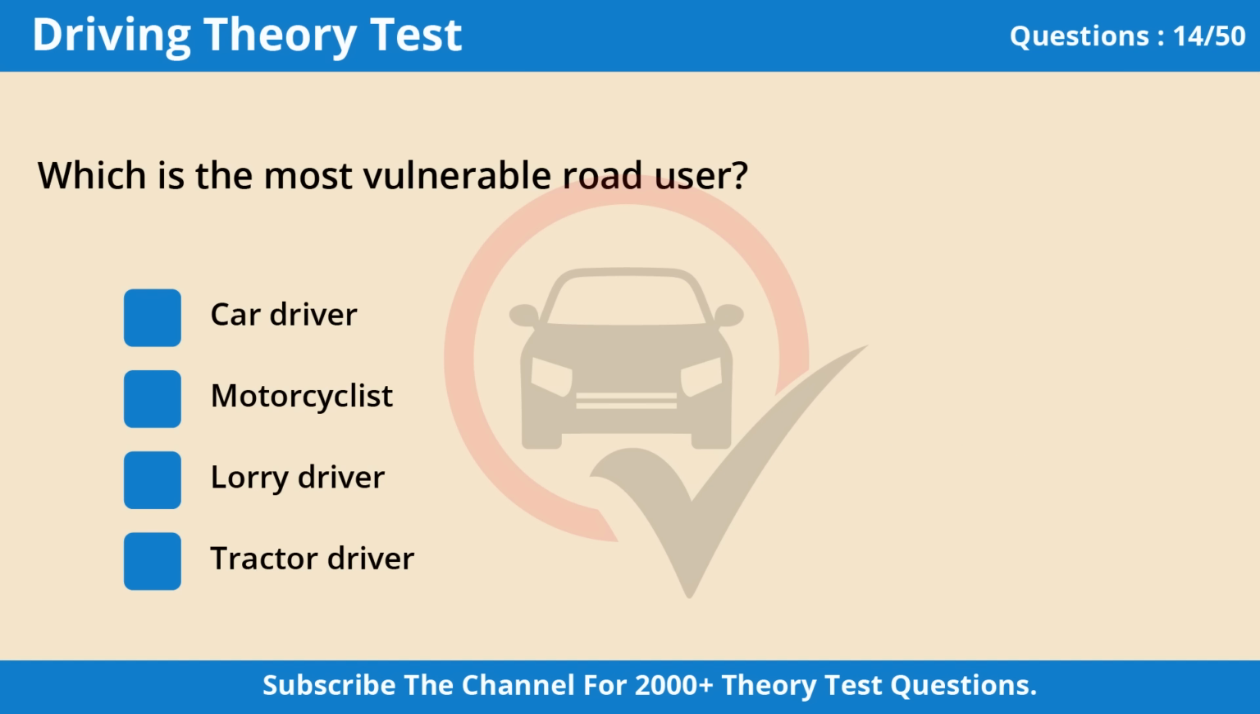Question 14. Which is the most vulnerable road user? A. Car driver. B. Motorcyclist. C. Lorry driver. D. Tractor driver. B. Motorcyclist.